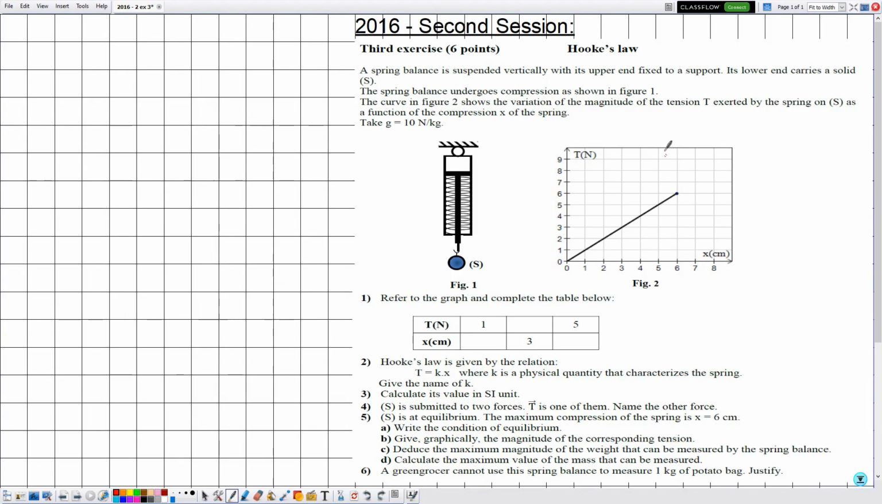Okay, hello everyone. In a new video, in this one we are going to solve an exercise related to mechanics and the chapters of mechanical actions and equilibrium of a body. This exercise was a previous one in the Brevet exams in 2016, second session, third exercise.